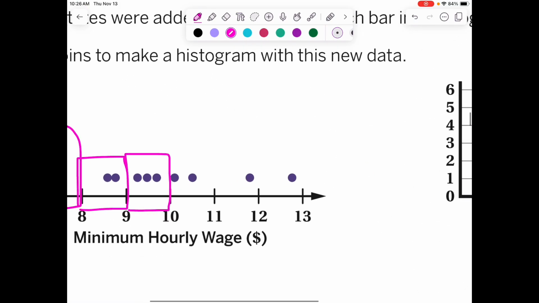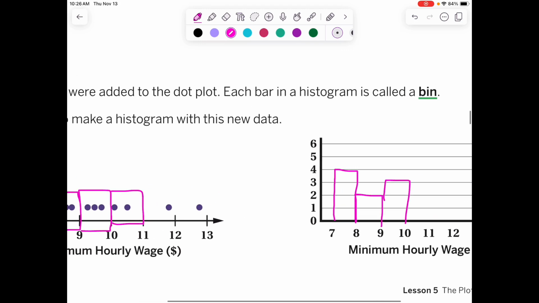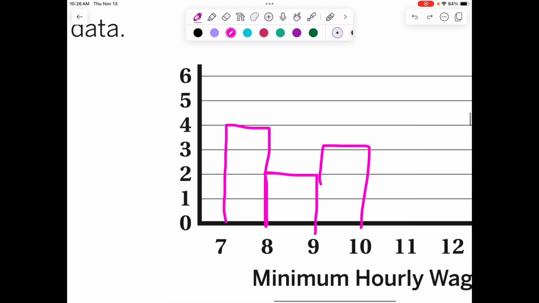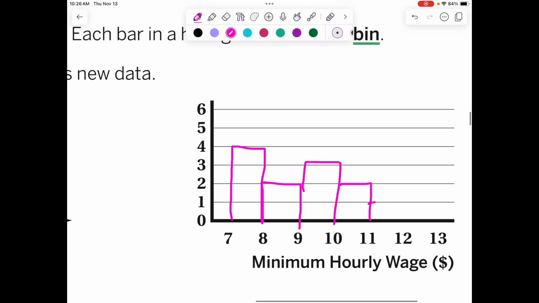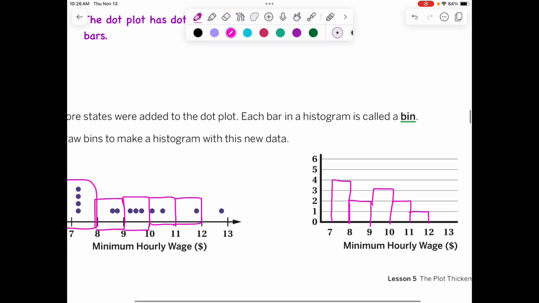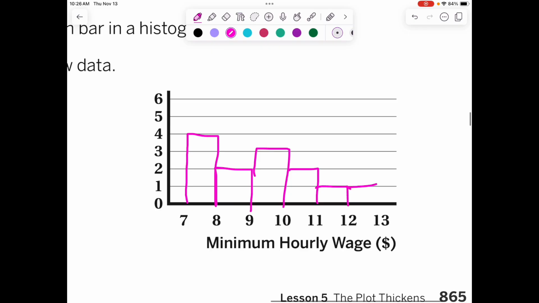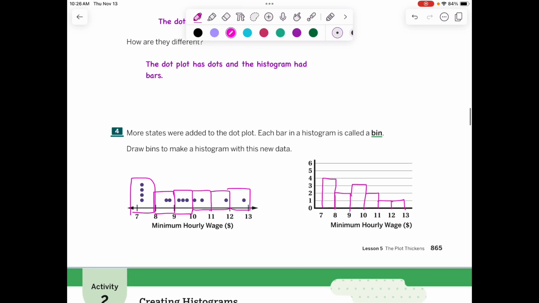And then if you notice, there was a dot on 10. We don't count that in between 9 and 10. But now I'll count it in between 10 and 11. So that is 2. In between 11 and 12, I had 1. And then in between 12 and 13, I also had 1. All right, so there is my histogram.